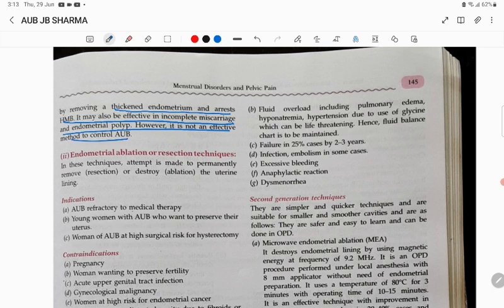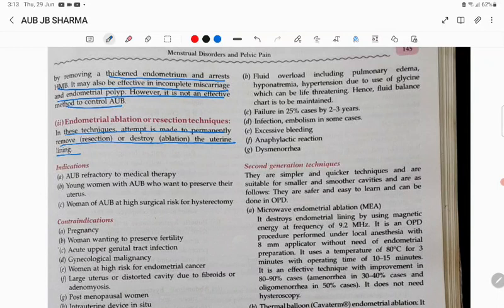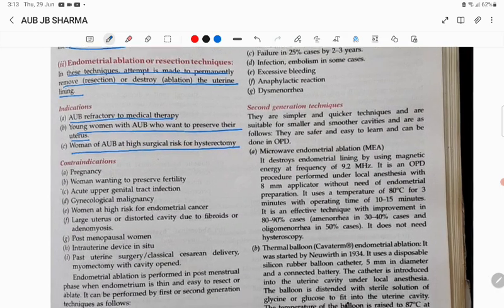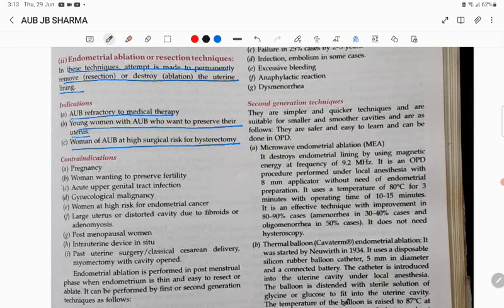Endometrial ablation and resection techniques attempt to permanently remove, resect, or destroy the uterine lining. The indications of endometrial ablation: AUB refractory to medical therapy, young women with AUB who want to preserve their uterus, and women with AUB at high surgical risk for hysterectomy.